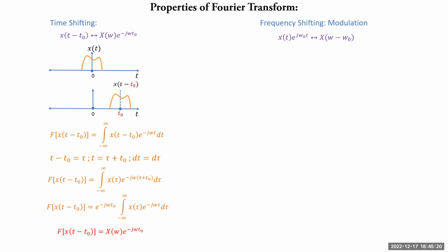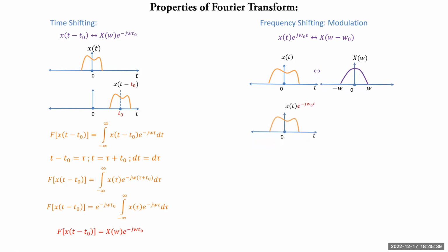then x of t into e raised to j omega naught t is transformable to x of omega minus omega naught. Now here, this is an arbitrary function x of t having Fourier transform x of omega, and when it is multiplied with e raised to j omega naught t, which is nothing but a sinusoidal function expressed in complex exponent having frequency omega naught, then the signal frequency spectrum is shifted in the frequency domain, and therefore the new transform becomes x of omega minus omega naught, where x of omega is shifted to omega naught.